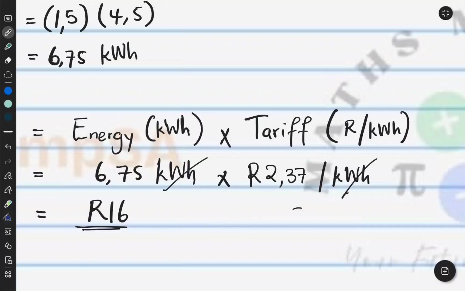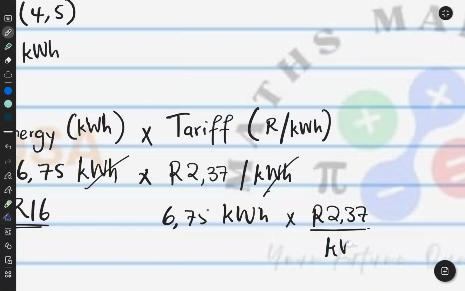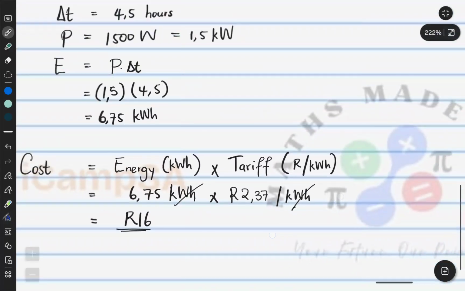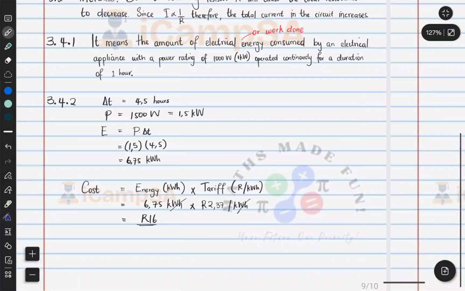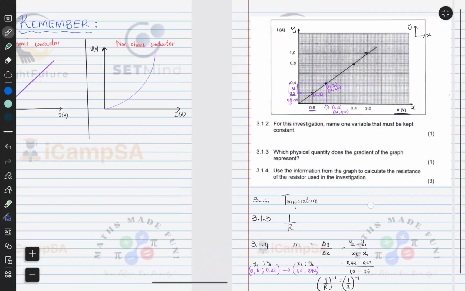All right, so why is it cancelling that? Because remember, anything that is per means you are dividing there. If I were to write this mathematically, I would have 6.75 kilowatt hours times 2 rand 37 per kilowatt hour, which means I'm dividing here like this. So this is a denominator. If you check, this is over 1, this goes with that, and that's why. All right, so this is it for this particular problem, and I'll catch you on our next video.